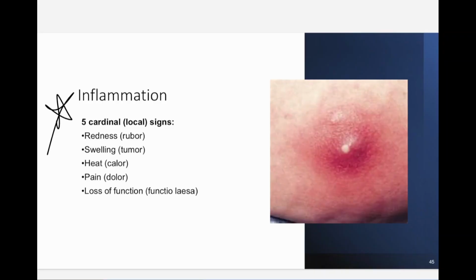Pain, or dolor: if you touch it, obviously it would be painful because of the swelling in the tissue in the area. And the last one is loss of function, or functio laesa. The loss of function is part of the healing process. If you ever sprained your ankle and didn't rest it, your ankle would not heal. It would be continuously injured every time you walked on it. So having loss of function allows the body to heal itself.